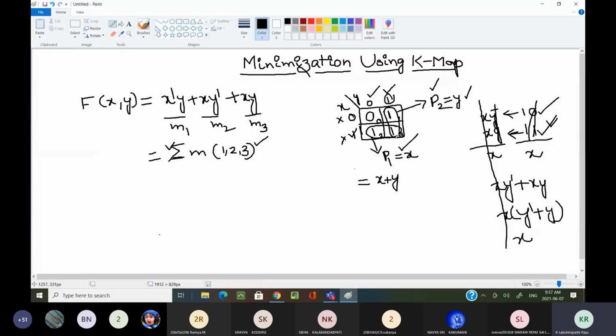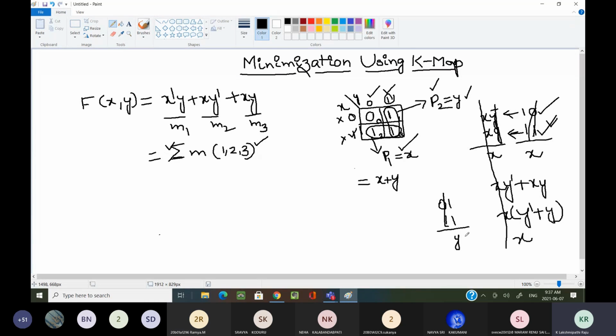In the same way, here also you can write in the same manner. Those who are not understanding properly: what is this cell value? 0 1. What is this cell value? 1 1. Which is common and which is varying? Y is common, X is varying.